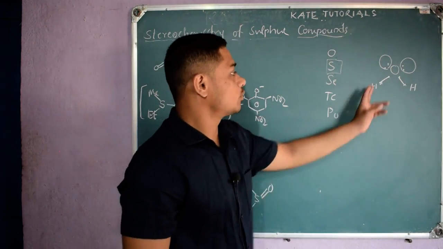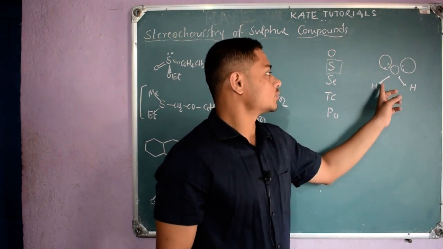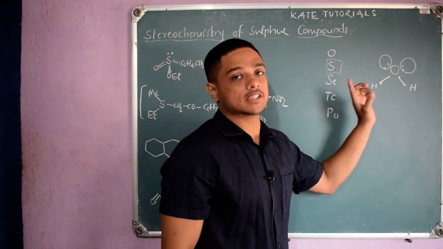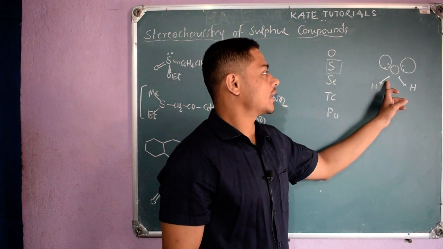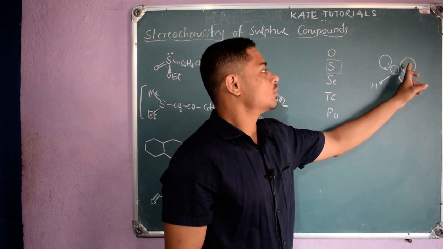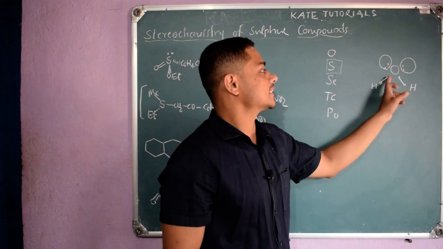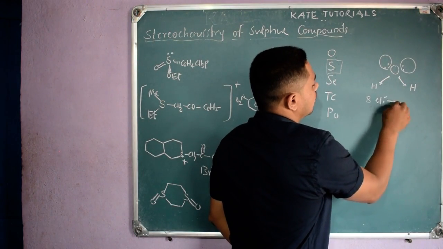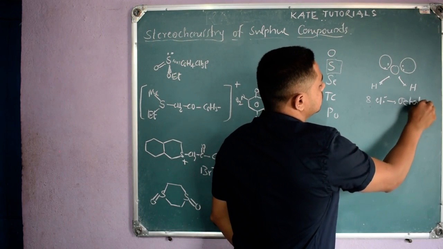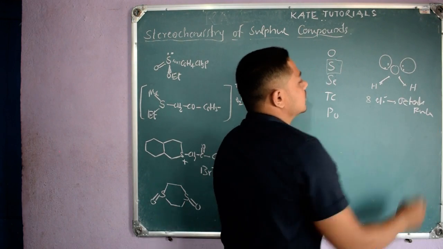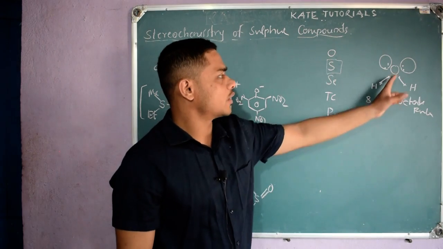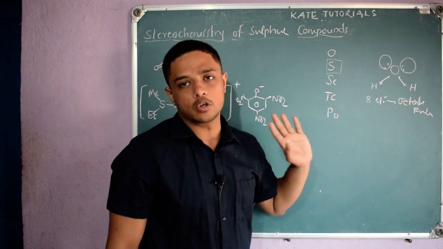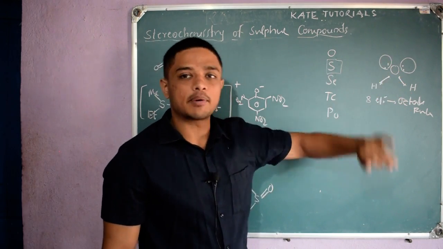Why does it form only 2 bonds? Because 1 bond means 2 electrons, 1 electron from hydrogen and 1 electron from oxygen. So 2 electrons, 2 electrons, 2 electrons, 4 electrons: 2, 4, 6, 8. It will have 8 electrons, so it will follow the octet rule. In the water molecule, it will always follow the octet rule only, so it can't expand more than that.